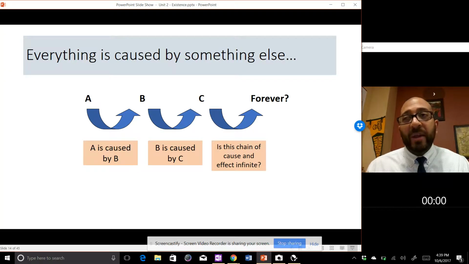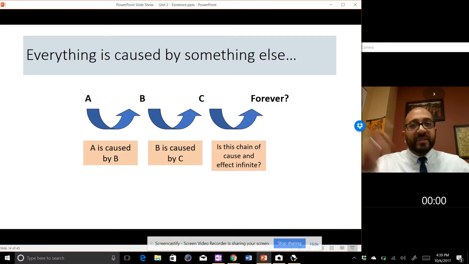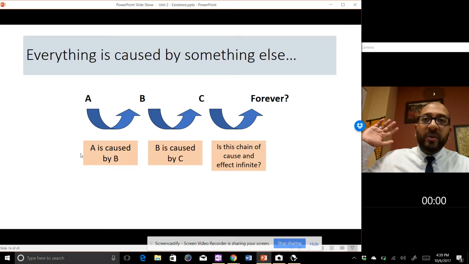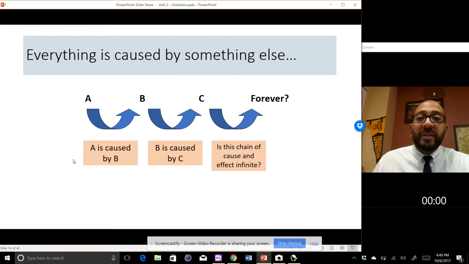The question is, can it go back forever? Common sense says no. There can't be an endless series of parents and grandparents and great grandparents and great great grandparents, and it goes on and on forever. We know by common sense intuition that there had to be a first parent that caused children to exist, and those children grew up and caused new children until you get to me, right? So the chain can't be infinitely going backwards, right? I had to have a first set of parents somewhere in my family tree.